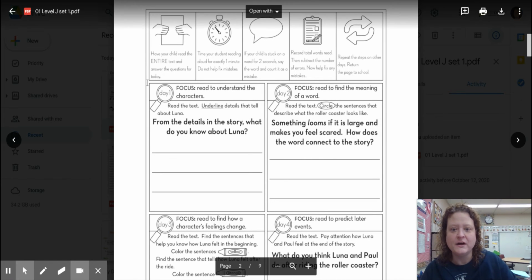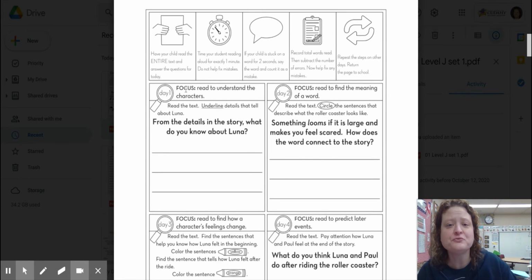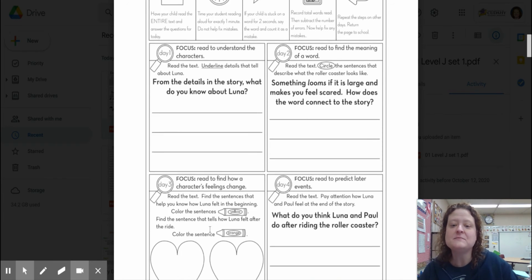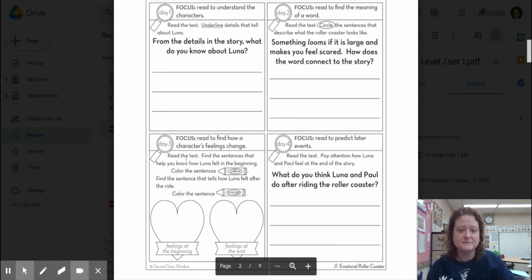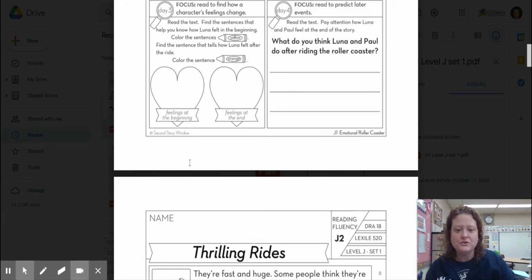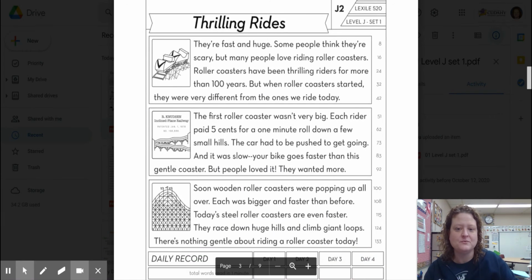And it tells you day 1. It has kind of 3 sets of directions here. There's a focus that the question is going to be based on. And it's going to ask you here to underline the details, and then you're going to answer the question. Look at day 2. It says circle the sentences and then answer the question. And sometimes there's colors involved, so your student is going to need a pencil and some crayons or colored pencils to complete these activities.